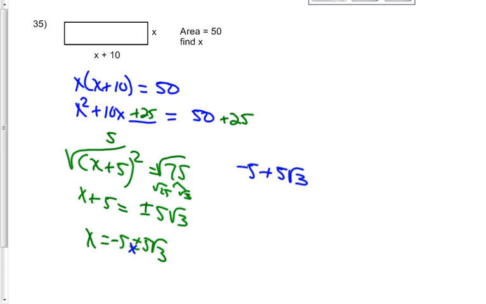So if you wanted to use your calculator and come up with an approximate value for the square root of 3, times your 5 and then do negative 5 plus that value, you'll come up with your answer for x. If you want to leave that in your radical form, which is the exact form, you could do that as well.